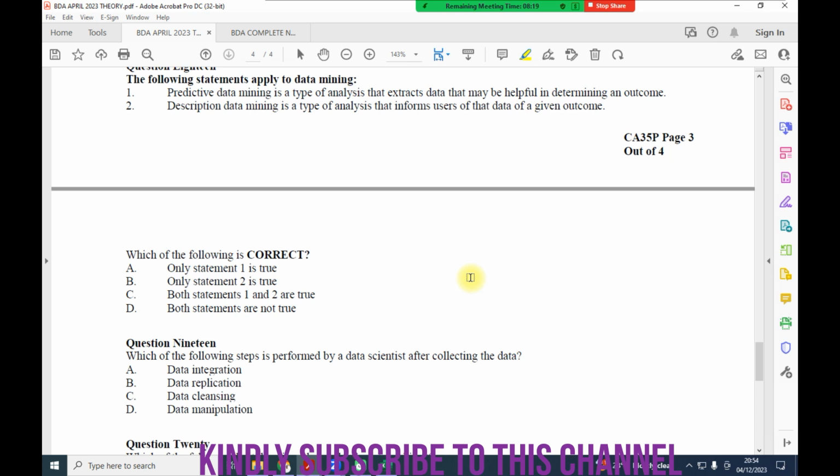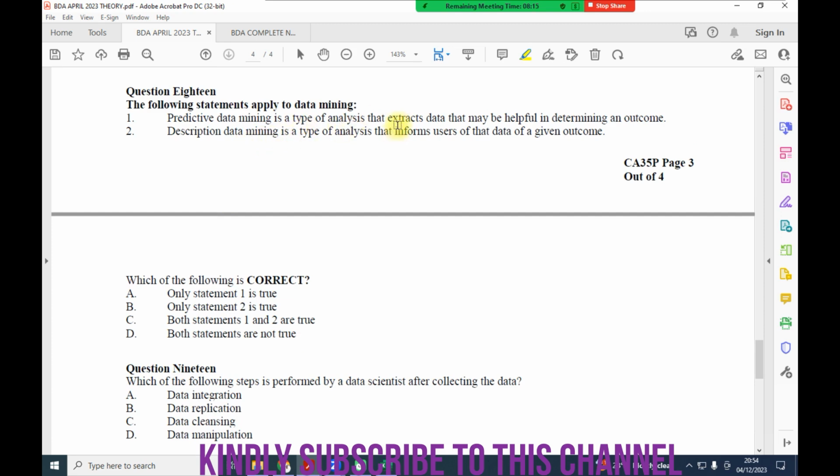When we talk about predictive data mining, it is a type of analysis that extracts data that may be helpful in determining an outcome. So remember, predictive is futuristic. We are extracting data that may be helpful in determining an outcome. The outcome is yet to occur, and that's why we are talking about predictive. We are predicting something that will occur in the future.